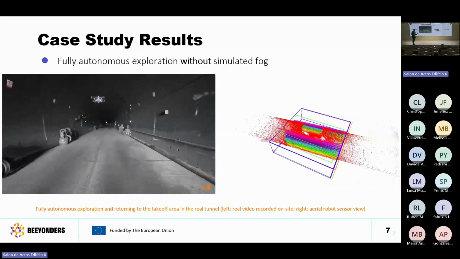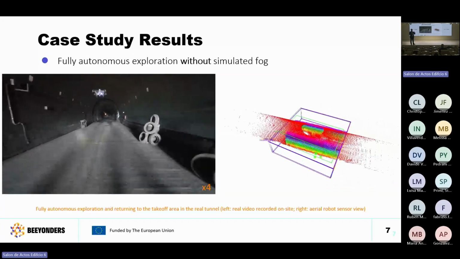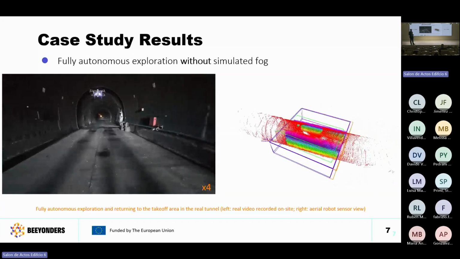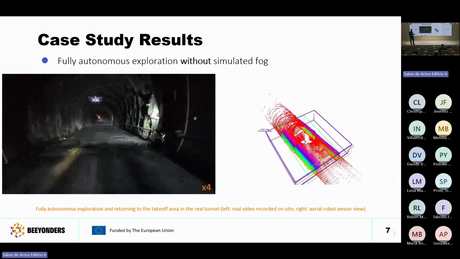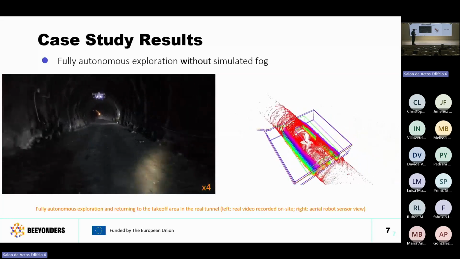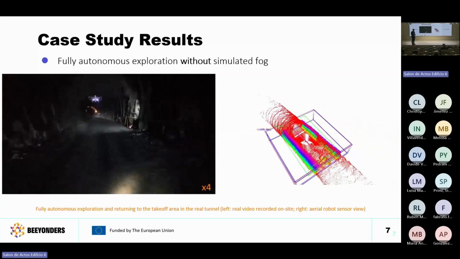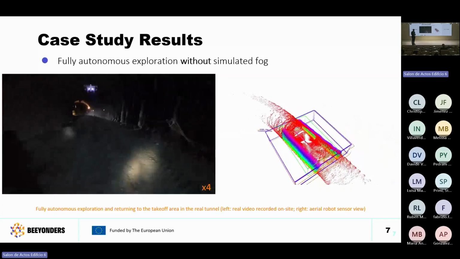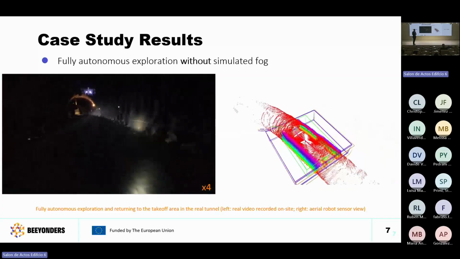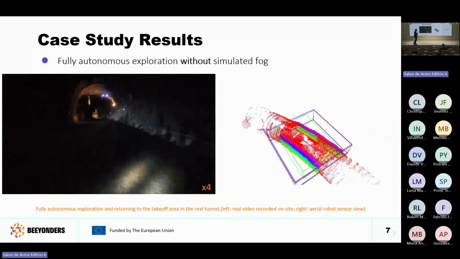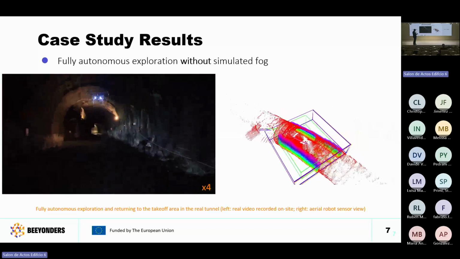This is 100% autonomous. You push a button, the drone takes off and then performs the exploration. This was in the Santa Barbara tunnels that we conducted last year. And as you can see, the colored point cloud on the right side is what the 3D LiDAR is seeing.